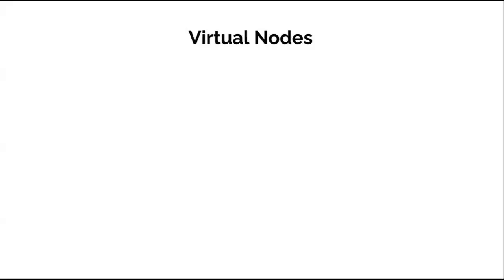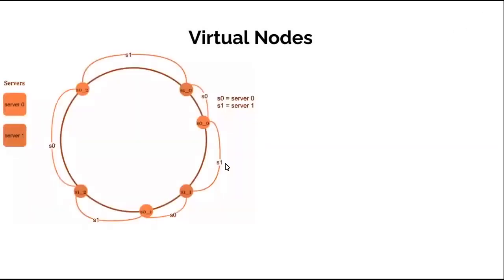In this part, we would be talking about virtual nodes. Virtual nodes refer to a real node where each server is represented by multiple virtual nodes on the ring. So both server 0 and server 1 have 3 virtual nodes. The 3 is arbitrarily chosen, and in real world systems, the number of virtual nodes is much larger.